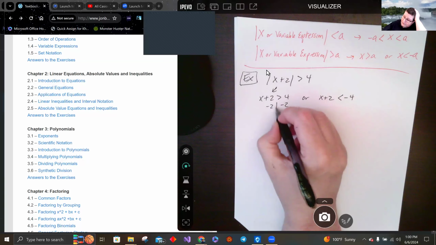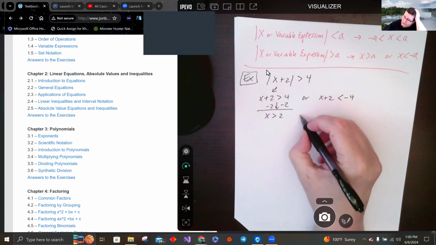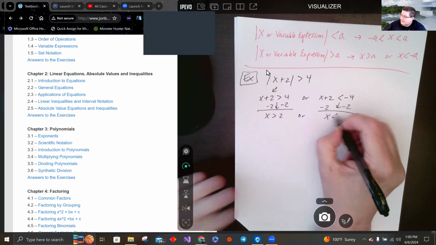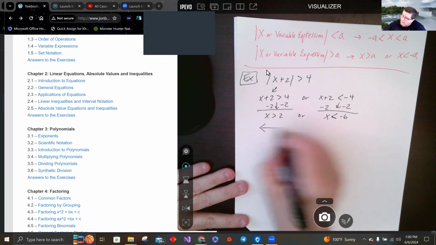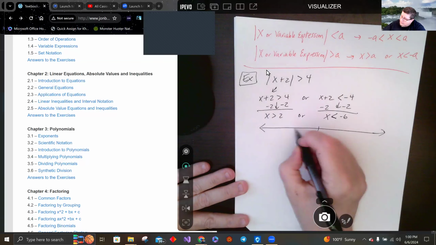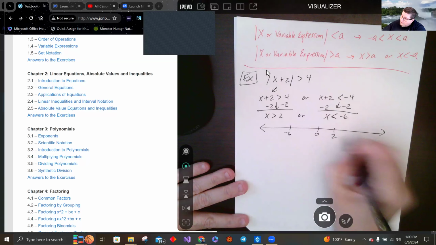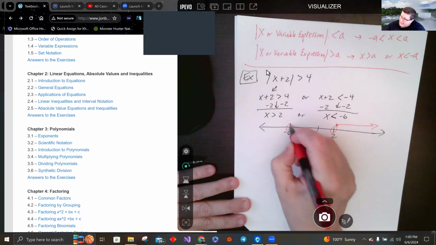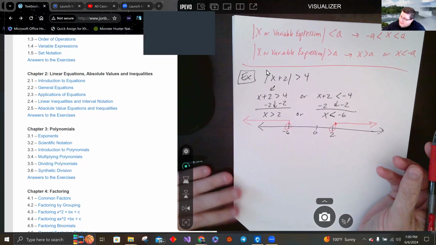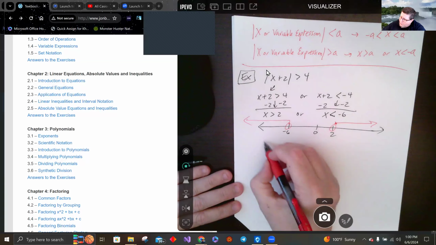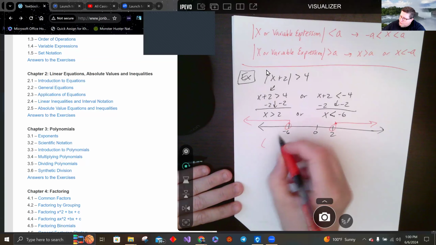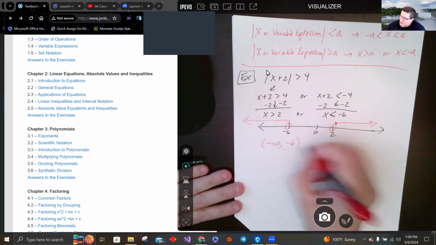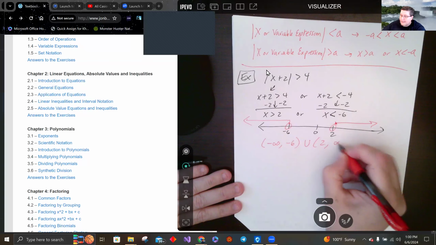I solve. I get x is greater than 2 or x is less than negative 6. Greater than 2 is going that way. Negative 6 is going to the left. 2 is going to the right. So this is a union outcome. Negative infinity to negative 6 in union with 2 to infinity.